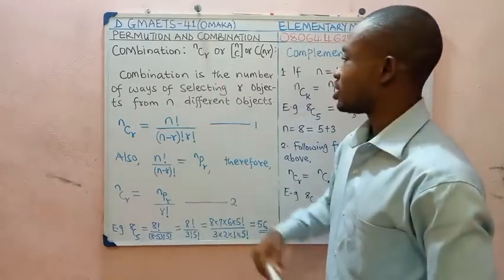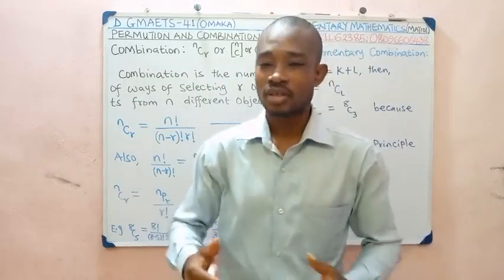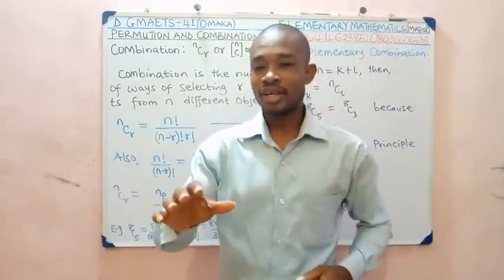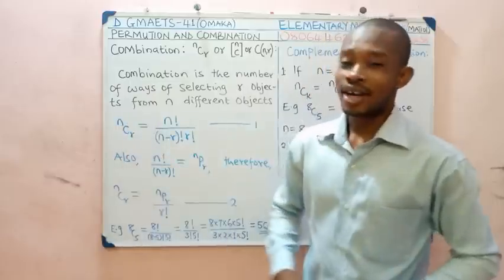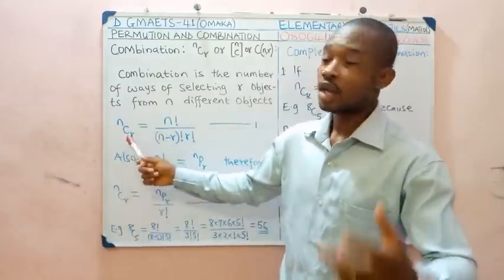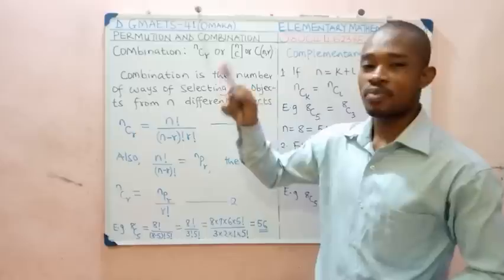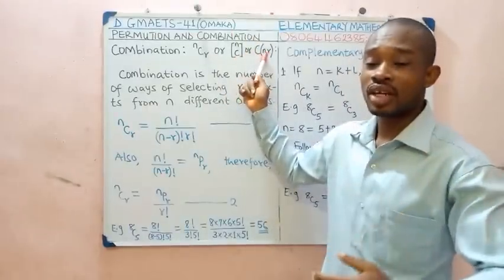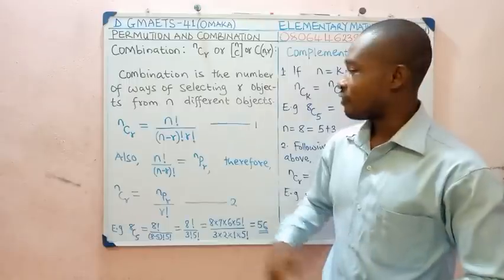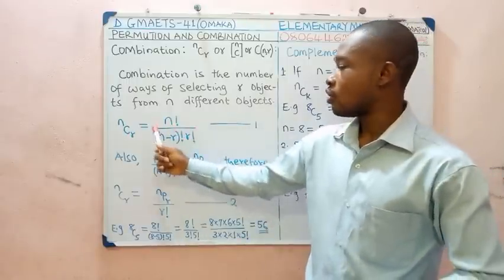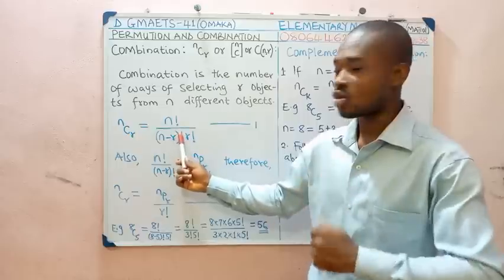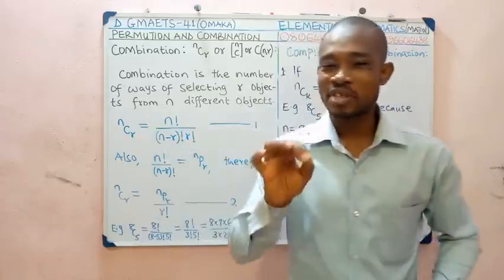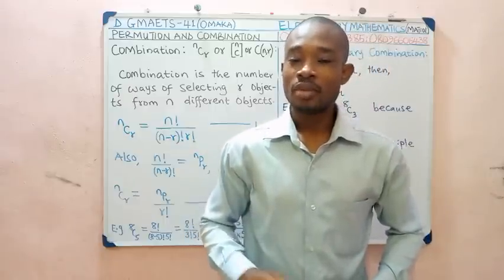So, on the board, combination is the number of ways of selecting r objects from n different objects. Mathematically, n combination r, which of course is the symbol of combination, or you can express it using this square bracket, n and r under, or you express it as combination bracket n comma r, is defined as n factorial all over (n minus r) factorial times r factorial. So that equation 1 is the mathematical definition for combination.